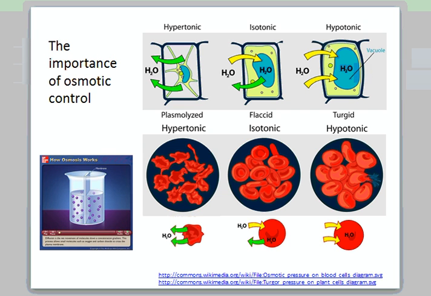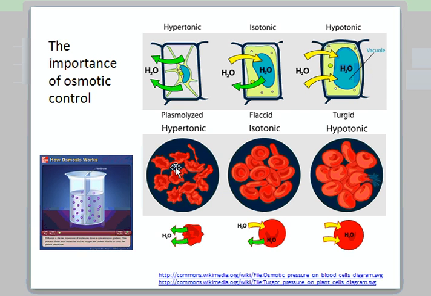Osmosis is important, especially for our blood cells and all the cells of the body, because if we have too much solute outside of our blood cells or cells in general, all the water from our cells will go into the liquid that surrounds our cells, because there's more solute over here, and that's where the water wants to be.